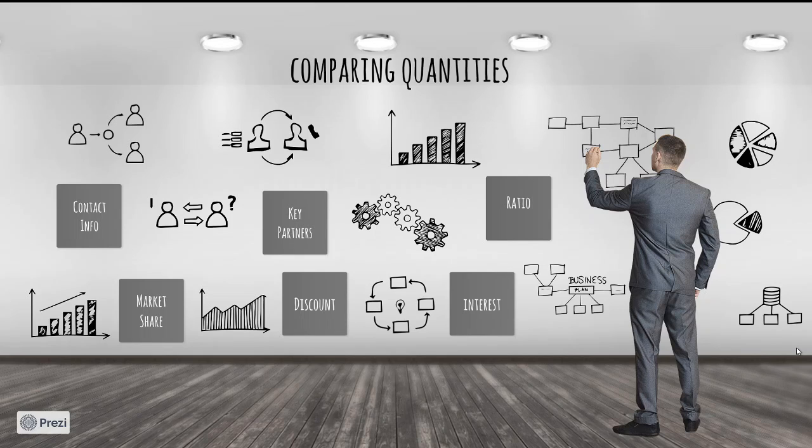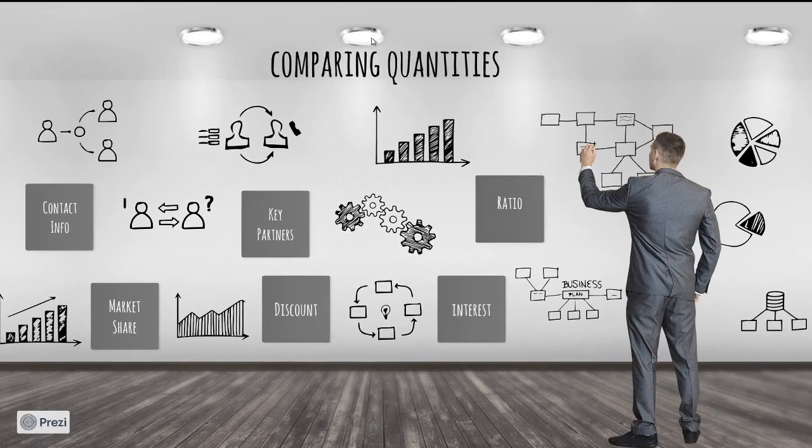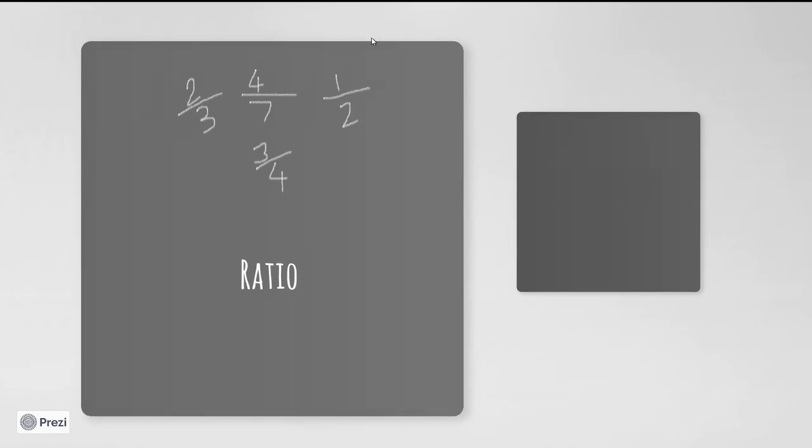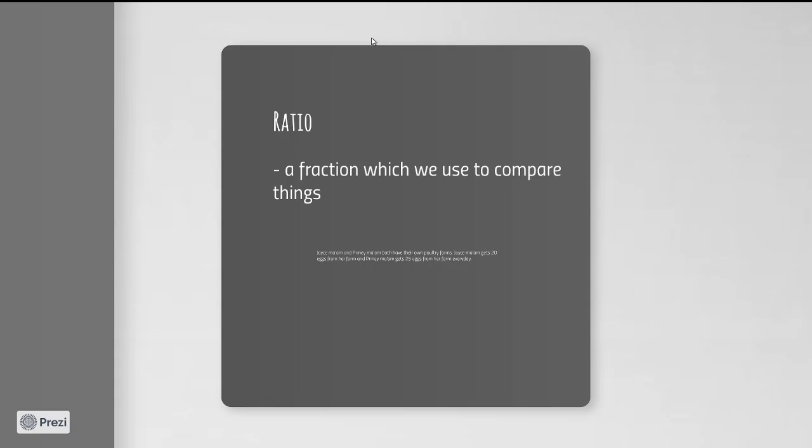So students, today we will start a new chapter, and the name of the new chapter is comparing quantities, as most of you already would know. Now, let me start with that. We'll start off with the topic ratio, and all of you should already know about ratio. So what is ratio? It is simply a fraction which we use to compare things. That's just it. It's just a fraction.